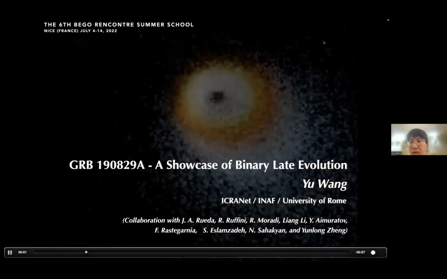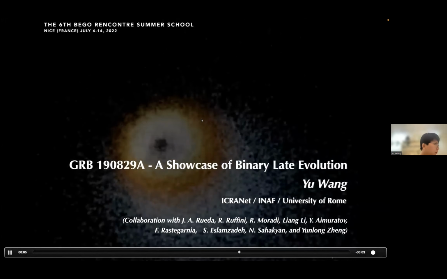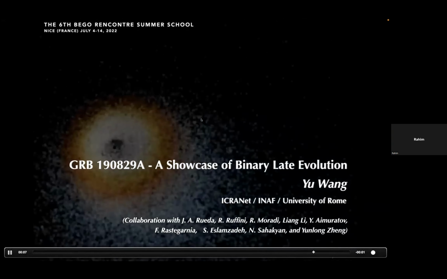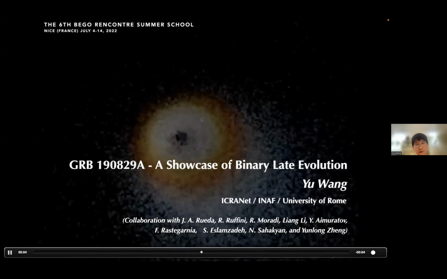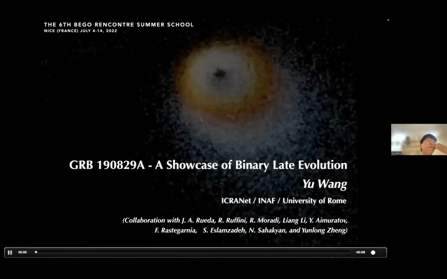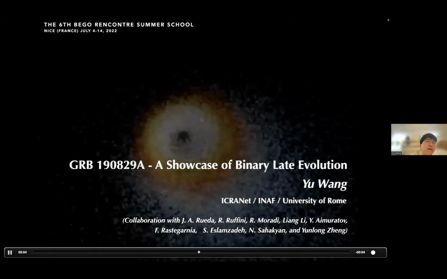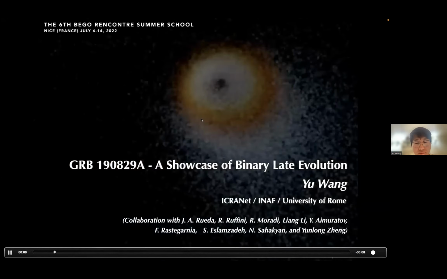So I'm going to give a talk on GRB 190829A, a showcase of binary-related evolution. This is where we have the BdHN model, and the BdHN model has a lot of subclasses, and this is one of the subclasses.